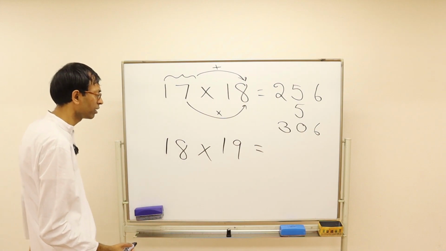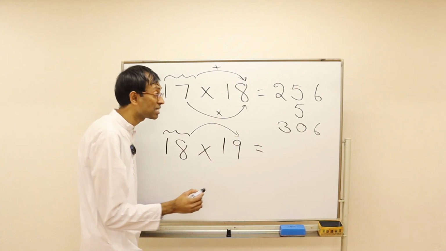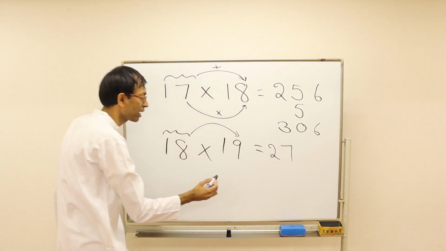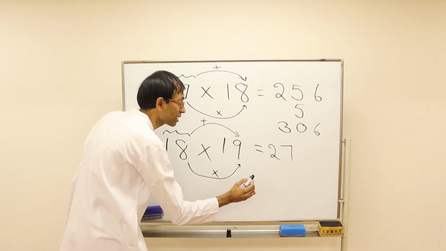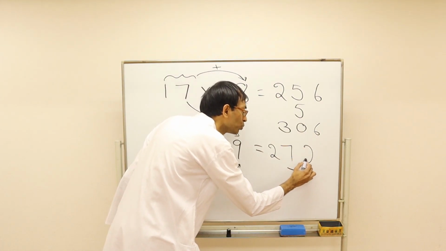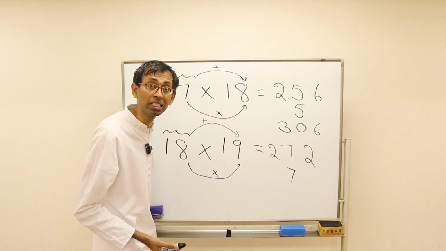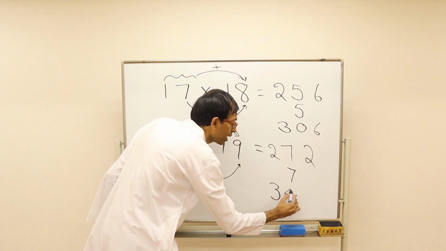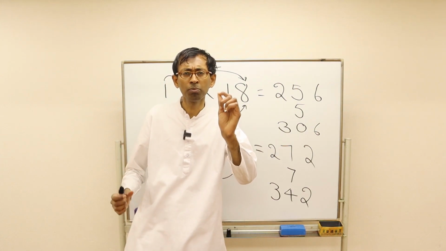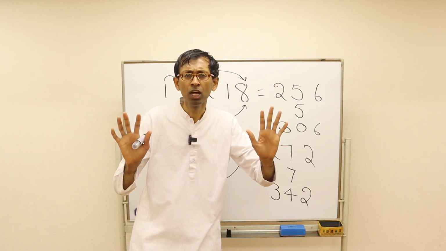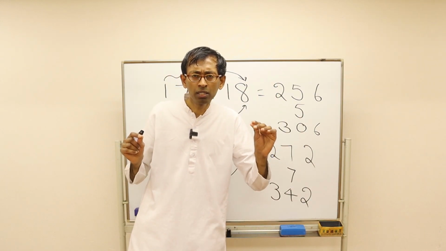Okay, same here. First step, 18 plus 9 is 27. Then you have 8 times 9 is 72. 7 is the carry eaten by 27, and 27 eats 7 and becomes 34, and it's 342. Now, using this base multiplication, you should be able to do anything from 11 times 11 to 19 times 19 within about 3 seconds with a little bit of practice.